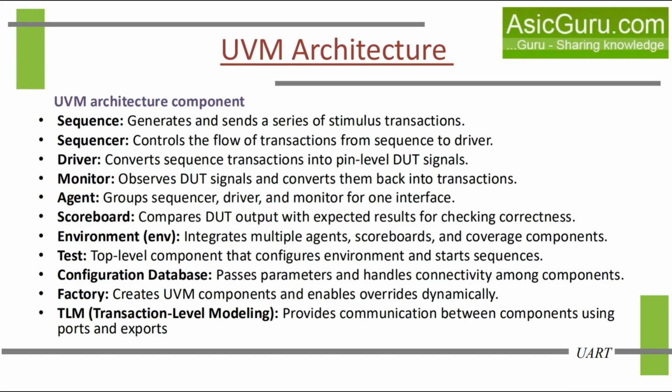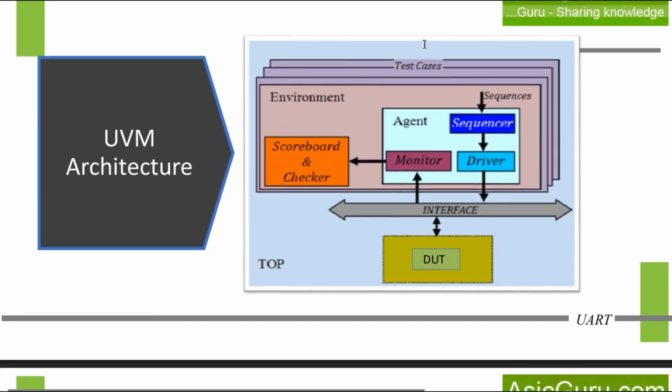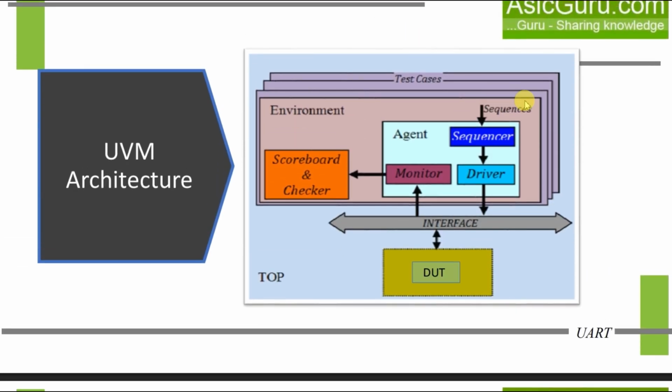So to summarize the UVM architecture, here the sequences generate the stimulus. The sequencer controls the flow of sequences to the driver. Here the sequencer and driver are connected via TLM ports. This driver sends data to the interface. The monitor observes the output and sends the data to the scoreboard. The monitor and scoreboard are connected via TLM ports.